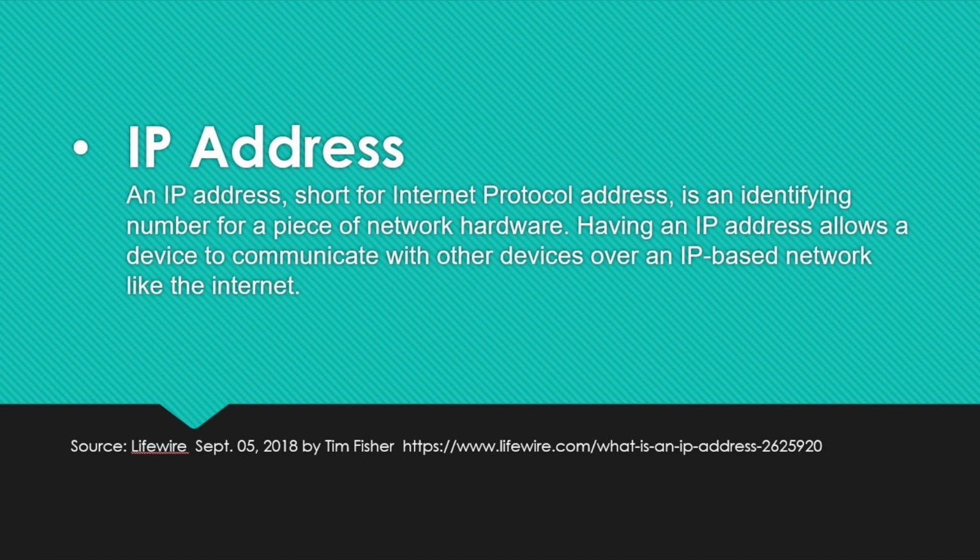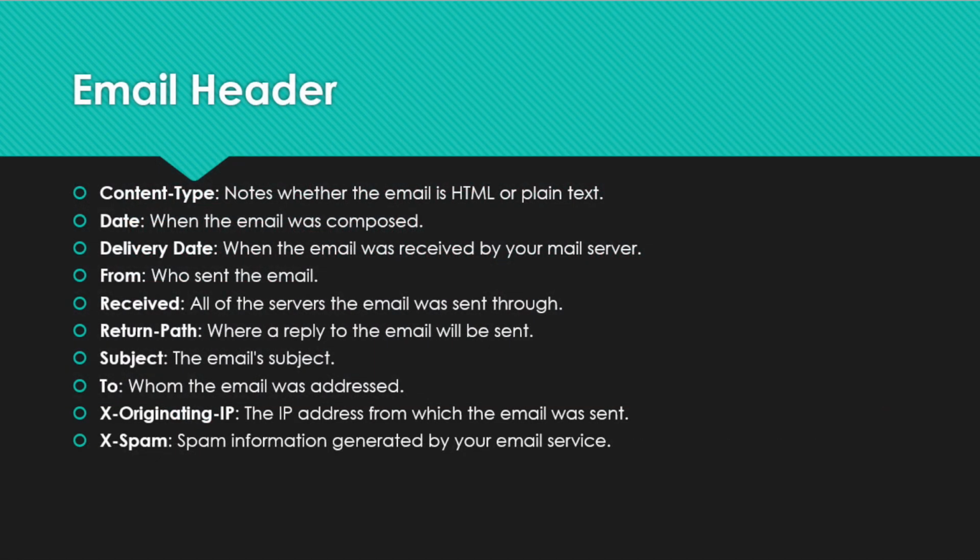Even without the input of the company, you also could determine from the IP address a general geographical location, like the city and state that the IP address is assigned to. To attempt to find the originating IP address, you must open up what's called the email header. And shown here are the types of things that are contained in email header, including the originating IP.